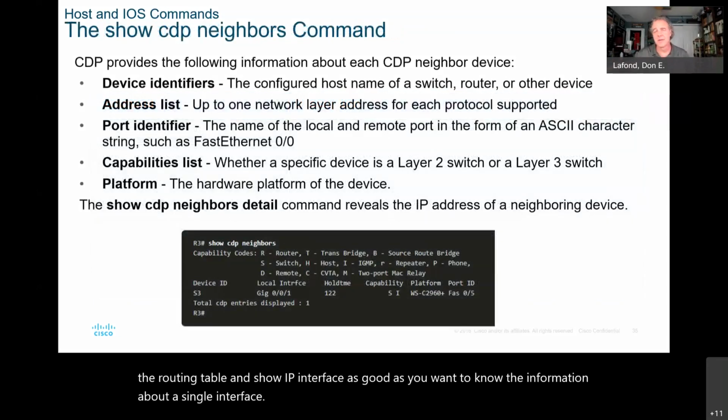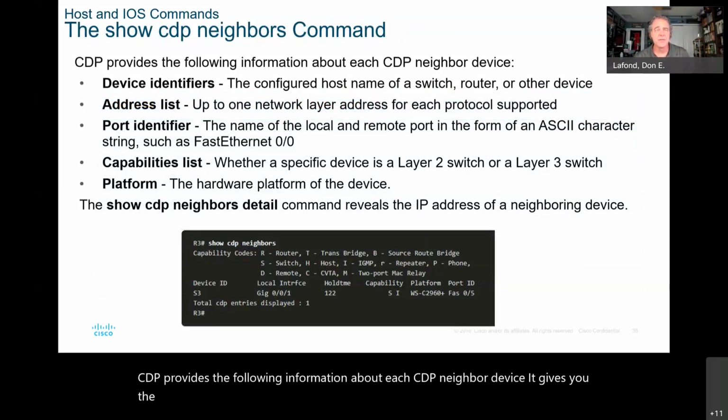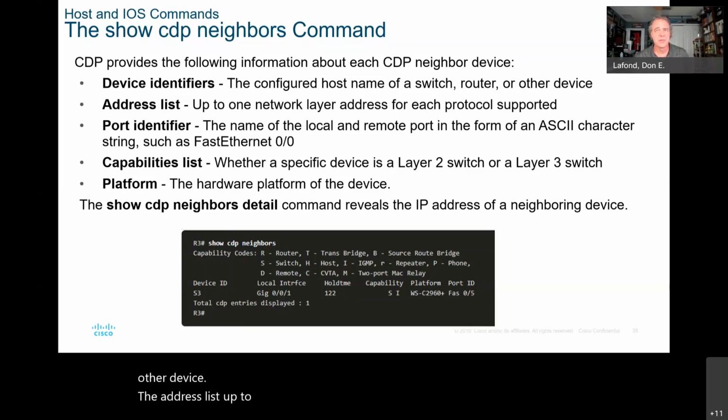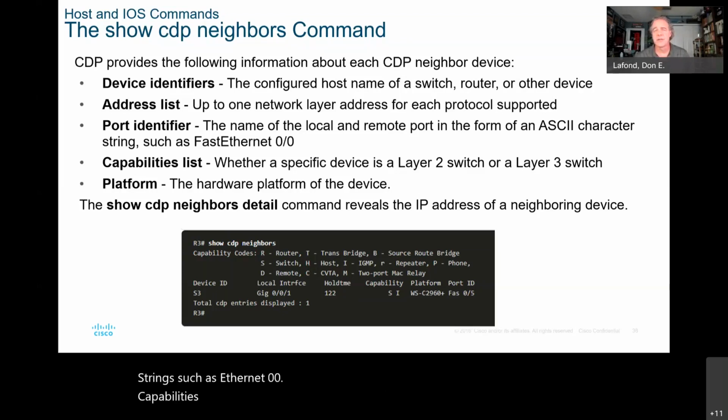And then how does that compare to show interfaces? CDP provides the following information about each CDP neighbor device. It gives you the device identifiers, the configured host name of a switch, router, or other device. The address list, up to one network layer address for each protocol supported. Port identifier, the name of the local and remote port in the form of an ASCII character string, such as Ethernet 0/0. Capabilities list, whether a specific device is a layer 2 or layer 3 switch.